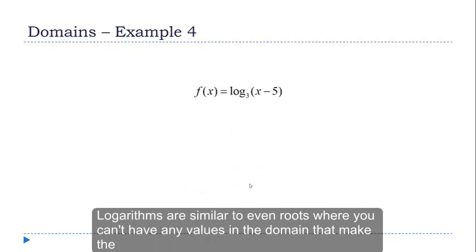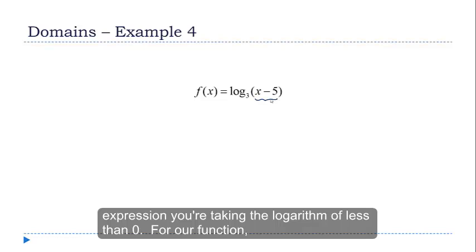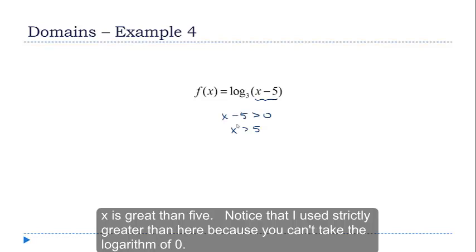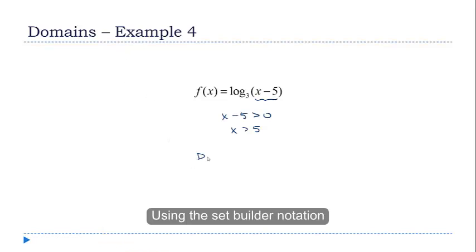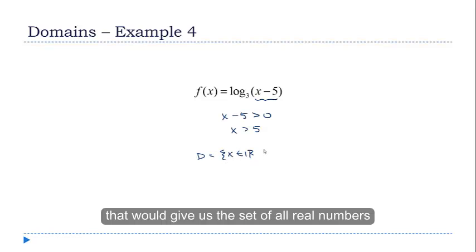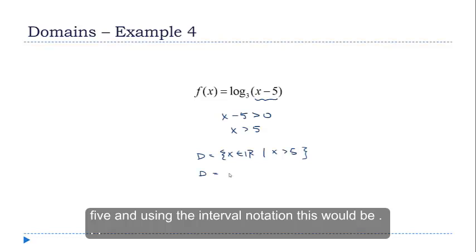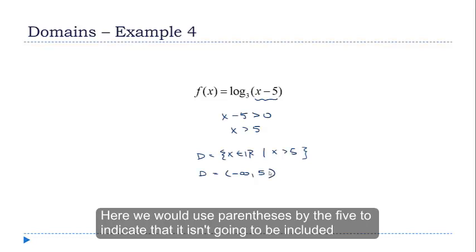Now, logarithms are similar to even roots, where you can't have any value in the domain that makes the expression you're taking the logarithm of less than 0. So for our function, that means we have to have x minus 5 greater than 0, or x greater than 5. And notice that I used strictly greater than here, because you can't take the logarithm of 0. Now, using the set builder notation, that would give us the set of all real numbers such that x is greater than 5. And using the interval notation, this would be, and here we would use parentheses by the 5 to indicate that that isn't going to be included in the final result.